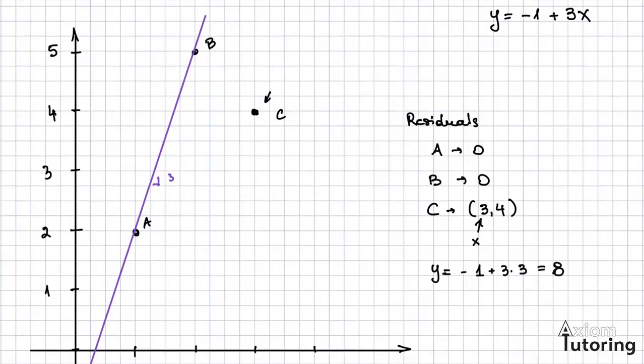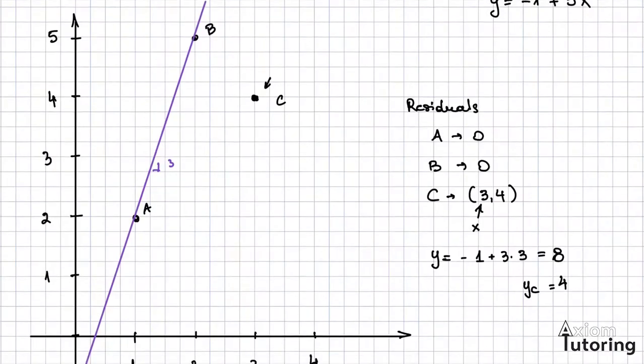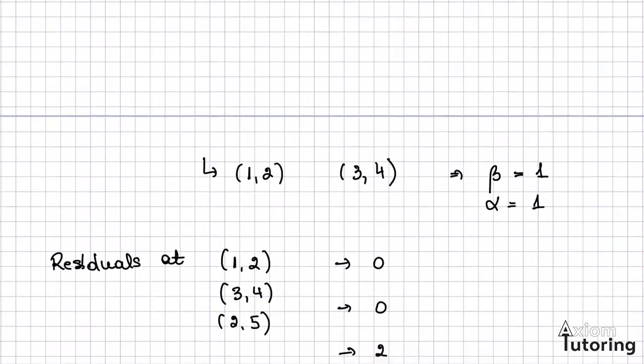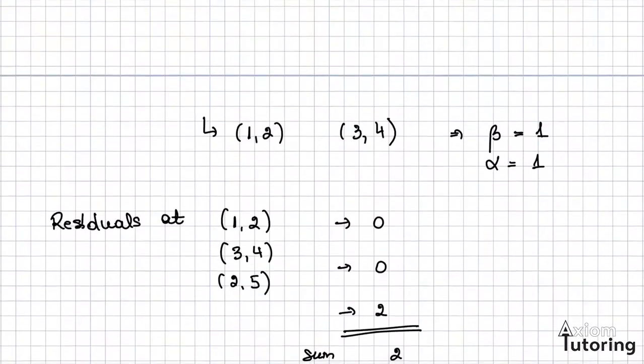This would be my y if I was on that line, but I am not on that line. The y of my C is actually 4, which means that the mistake that I am making is 4 minus 8, in absolute terms, equal to 4. So look carefully, we have residuals here 0, 0, and 4, which means that the sum in here is actually 4.